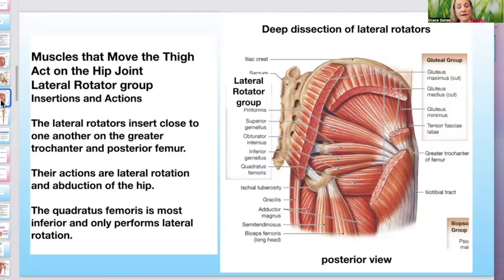The lateral rotators insert close to one another on the greater trochanter and a little bit going down from the greater trochanter to the posterior femur. Their actions are lateral rotation, no surprise because it's the lateral rotator group, and abduction of the hip. The quadratus femoris is the most inferior of these lateral rotator muscles, and it only performs lateral rotation. It cannot perform abduction of the hip in the position that it is in.